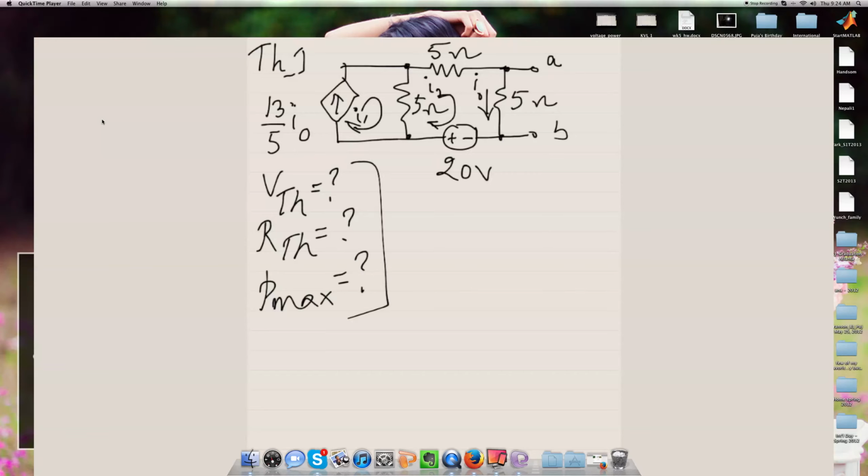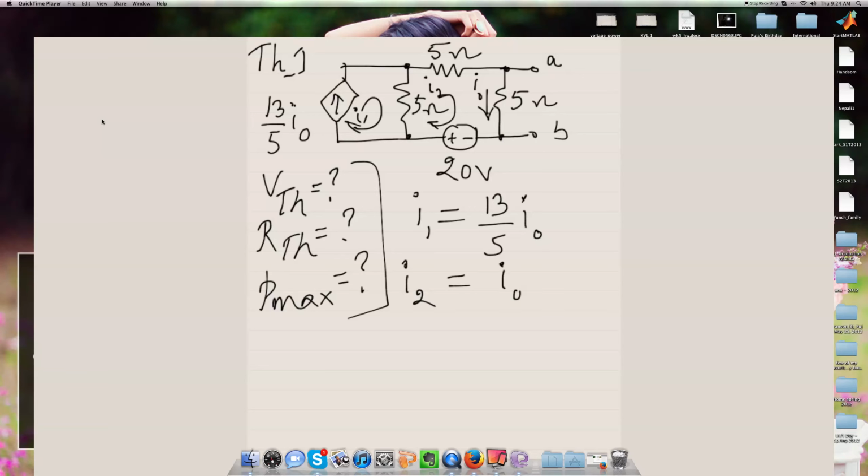So let's get started. If we look at mesh number 1, we recognize that I sub 1 is 13 over 5 I naught. Okay? And also, in like manner, if we look at mesh number 2, we recognize that I2 is I naught.